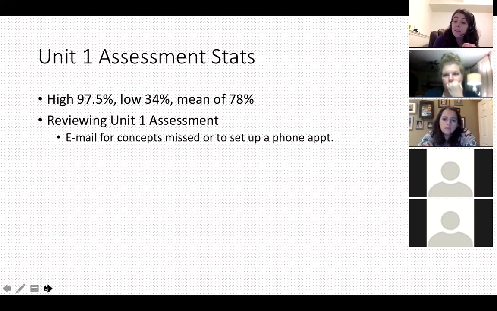If you want to know what you missed, email me and let me know. The easiest way initially usually is just for me to send you an email and say, these are the concepts that you missed and that you'll want to review. If that's not sufficient for you, then you can let me know and we can do something further, like meet in Zoom, or you call me on the phone or something like that.